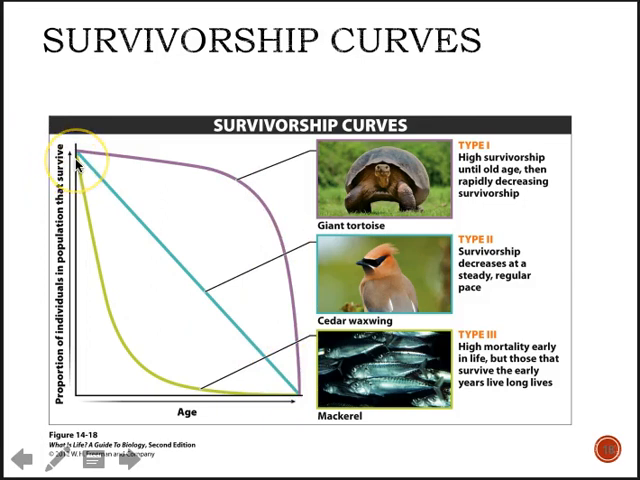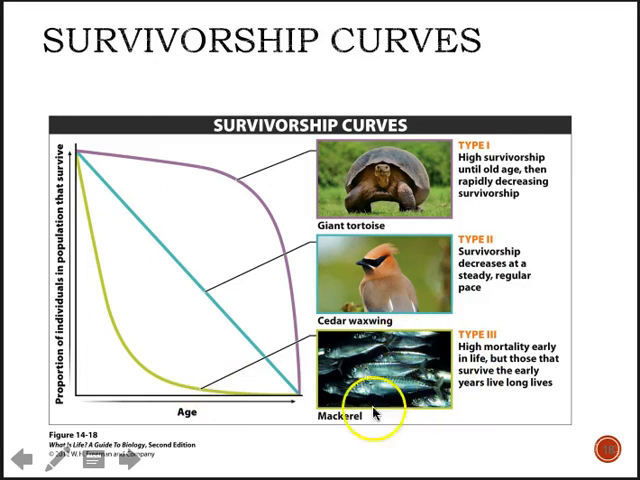The third type of curve here is called the type 3 curve. And the type 3 curve is the inverse of the type 1 curve. What you have here is a lot of individuals dying when they're young, and then they reach kind of a critical age where the death rate slows. And the death rate here is still declining. Nobody lives forever. No fish or anything else lives forever. But once they reach a certain age, the probability of them dying decreases significantly.